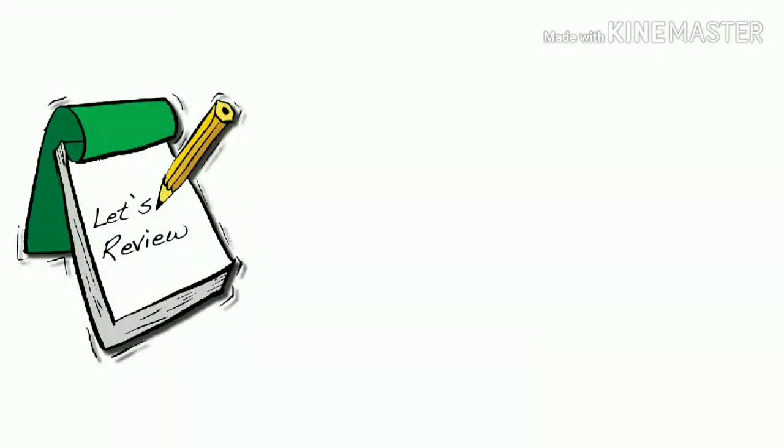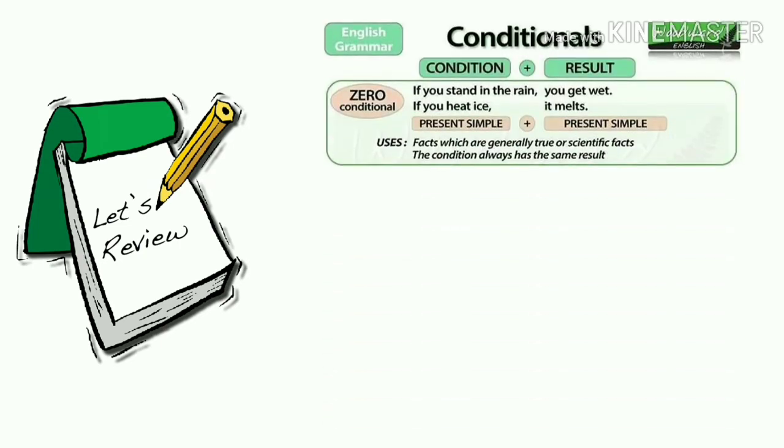Now let's have a quick review of all these types we have discussed. Conditional type 0 is composed of if plus present, present. It is about general truth or scientific fact. The condition always has the same result.